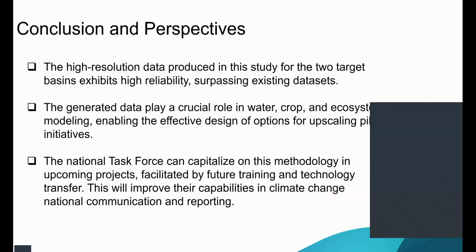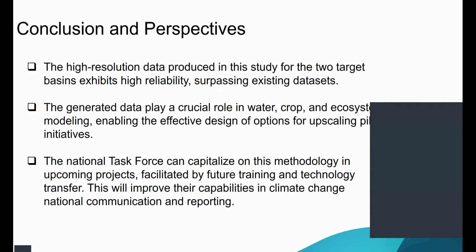So to conclude, our high resolution climate projections for the four pilot basins, Ras Baalbek, Wadi al-Fari'a, Wadi al-Sir, Abu al-Matamir, demonstrate high reliability, outperforming existing datasets in terms of both spatial and temporal precision. The data generated through this project are crucial for water, crop, and ecosystem modeling, providing a solid foundation for assessing climate change impacts and designing targeted adaptation strategies.